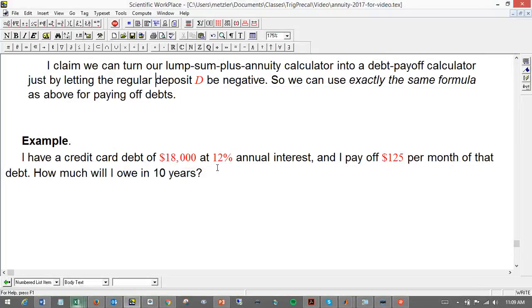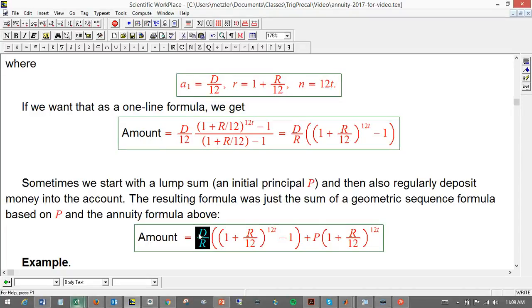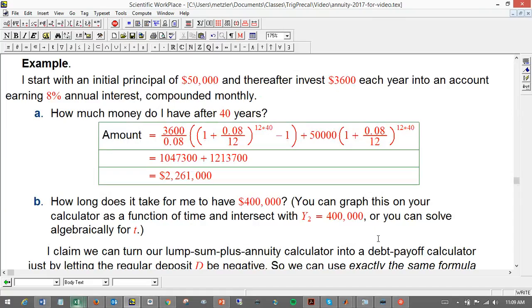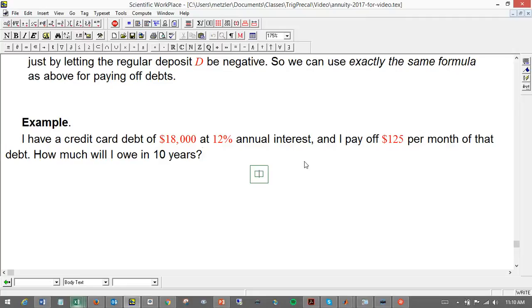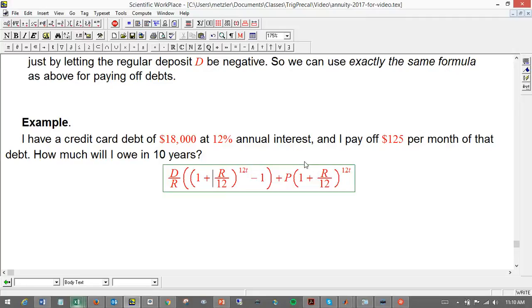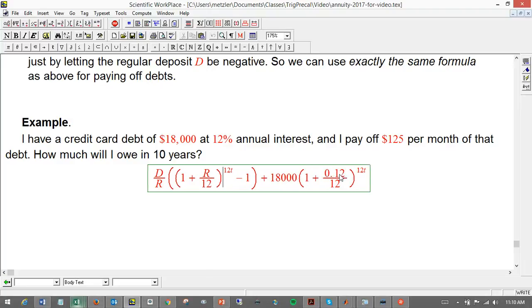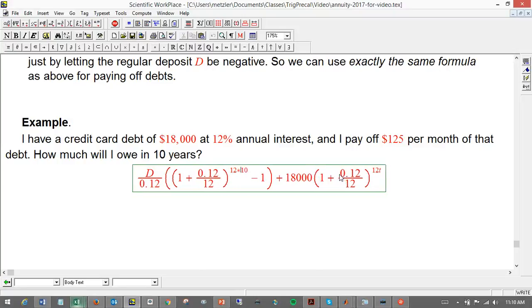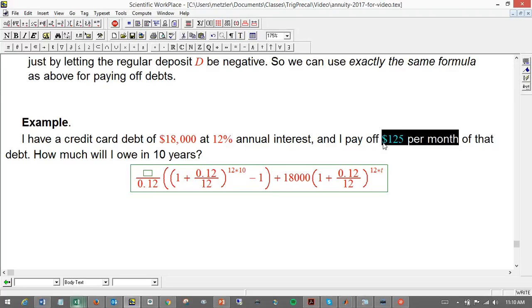Okay, let's do another one. The credit card debt. So here's the credit card debt. Let me import the formula here. Remember, the cool thing is we're going to use exactly the formula we did for annuity plus lump sum. We're just going to plug in my $18,000 debt, which is not too unrealistic, at 12% annual interest. So there's three places to put that in. And 10 years, so that's happening for 10 years. And $125 per month. I put that in there just to make sure people are paying attention. Wait a minute.